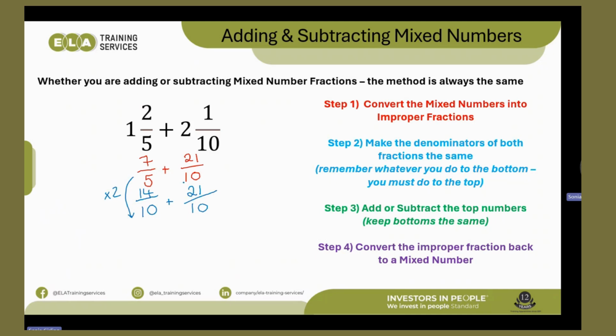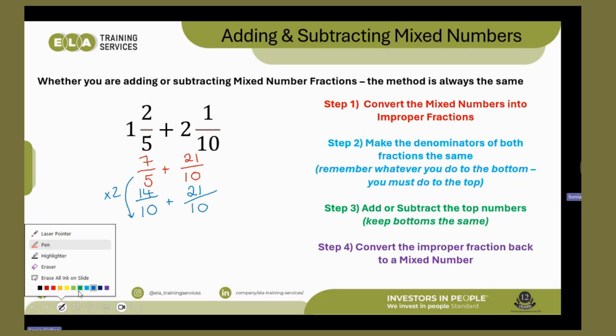I'll just go over that again. We ended up with 7 over 5, add 21 over 10. We need to make the bottom numbers the same, so we decided our denominators would both be 10 because 5 can be made into 10. We keep the 21 over 10 because it's already in tenths. And we say to ourselves, how do I get from 5 to 10? So we times by 2 and then we do the same to the top number. So 7 times 2 is 14.